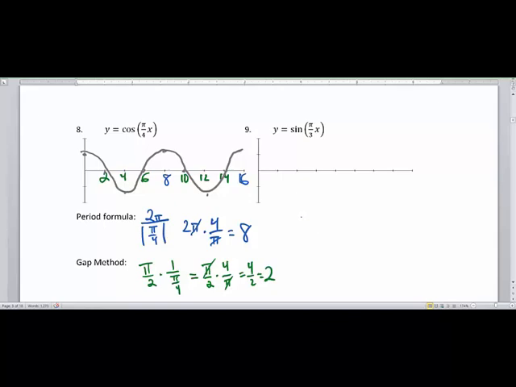You may want to pause the video. Why don't you pause it and try it yourself and see if you can get it right, and then try to fill in all of the x values. And I don't care which method you use. Start with the gap method, or start with the period formula. It doesn't matter. So hopefully you've tried this out.